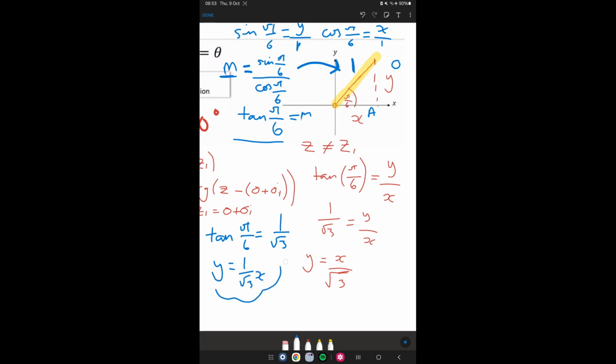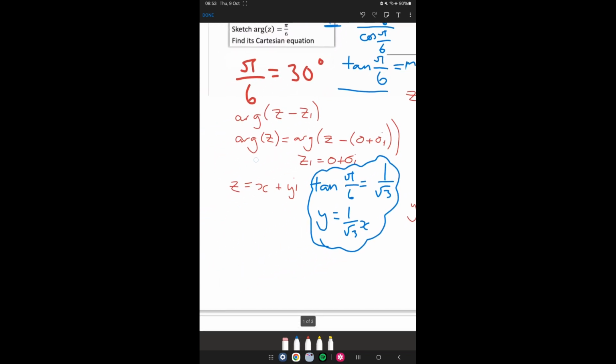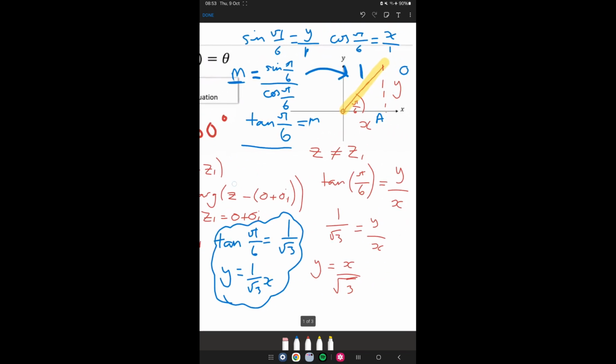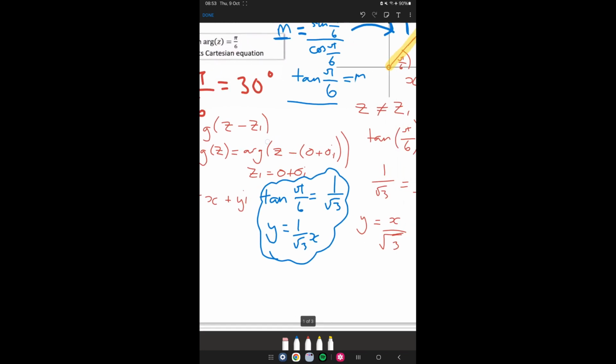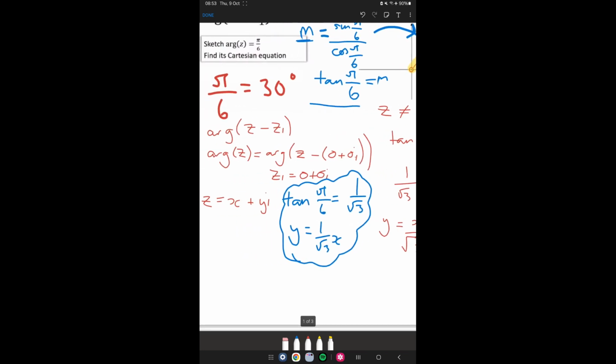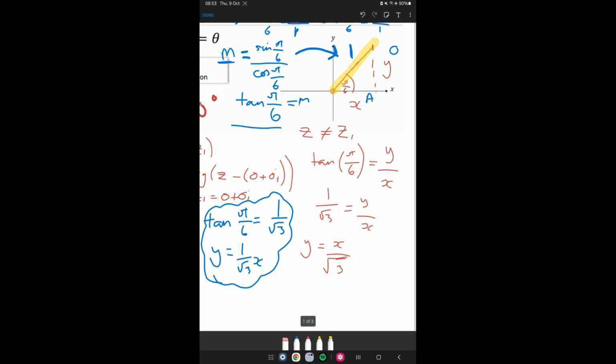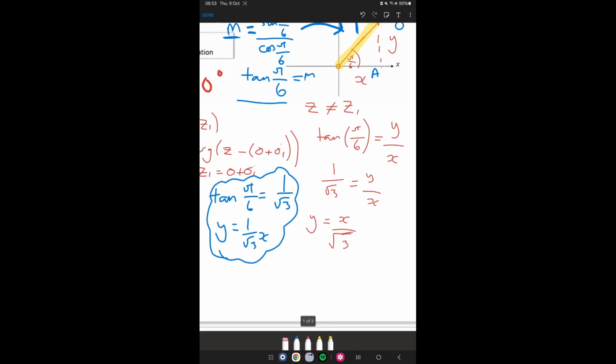So that's another way of doing it, the method in blue, where we just look at the gradient of that line. But if you would prefer to think of it like we did here, then I'm perfectly happy with that. So the sketch here isn't too bad, and then it's just thinking about z as x plus yi, and looking at that triangle and saying, we know that tan pi over 6 is y over x, because that's just trigonometry, and then you can rearrange that.